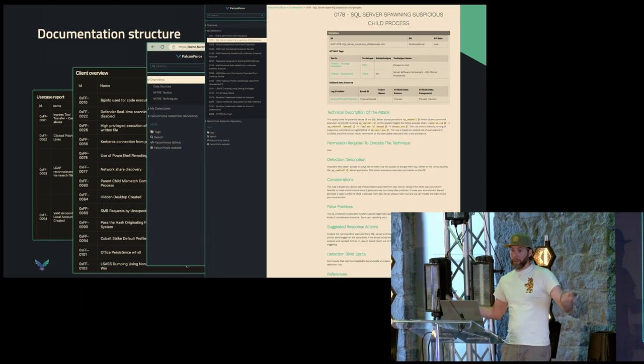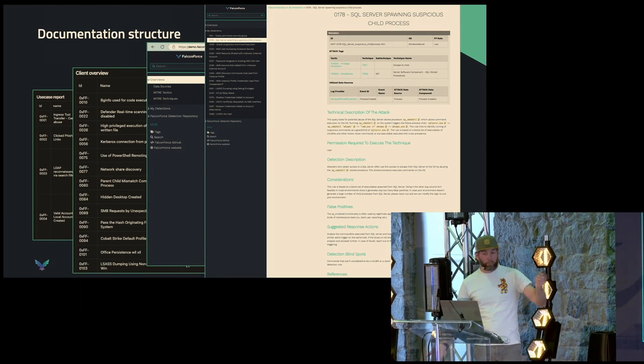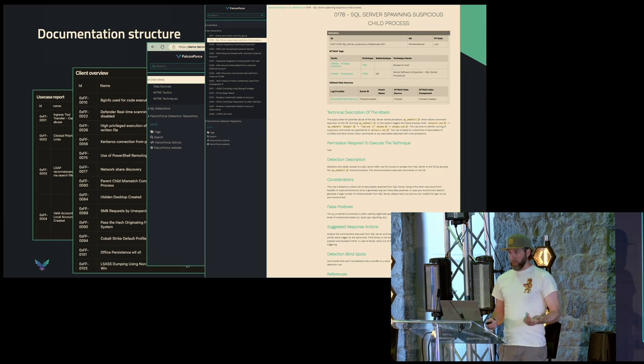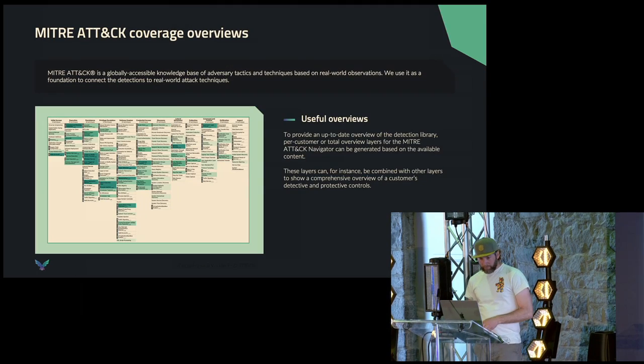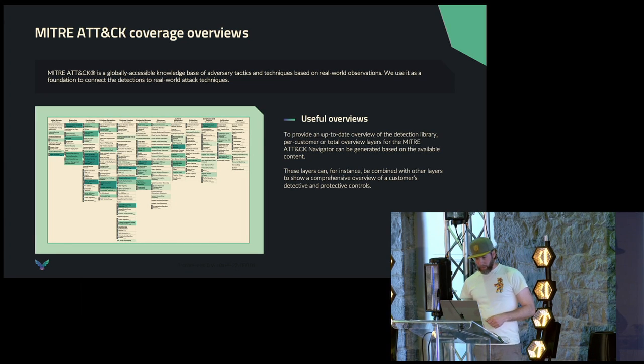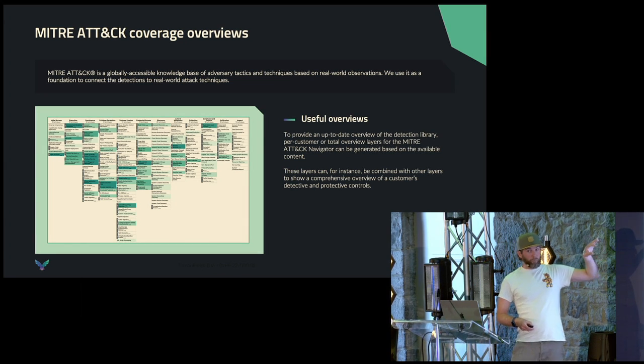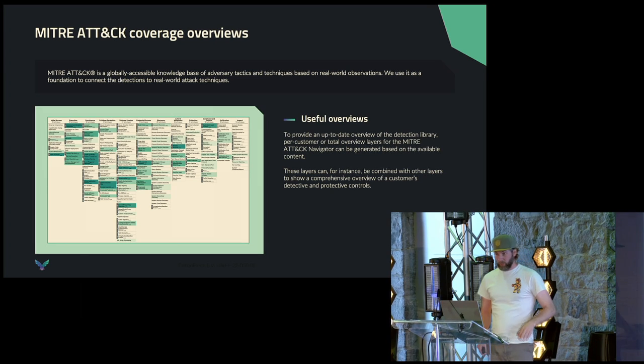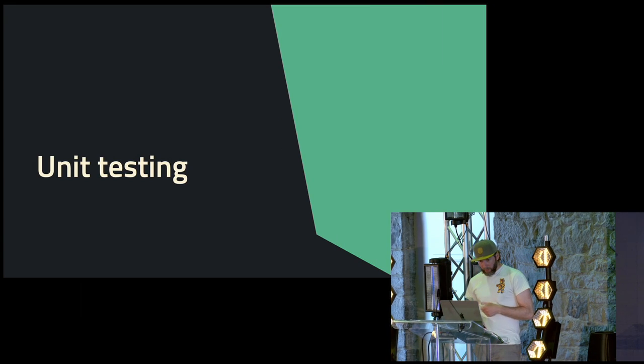It's all Markdown on the back end, so it's the same and might be a bit familiar, but it's a little bit friendlier to look at. And of course, we can also generate all these nice fancy heat maps, and we color it based on prevalence of detections. So the darker the color, the more detections we have for it, because you can't always cover everything in one detection, right? And then the last bit is basically the unit testing.